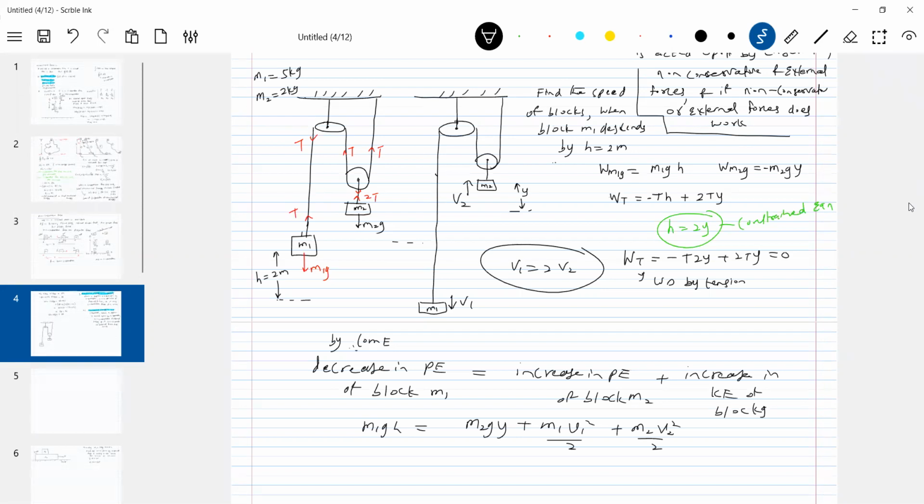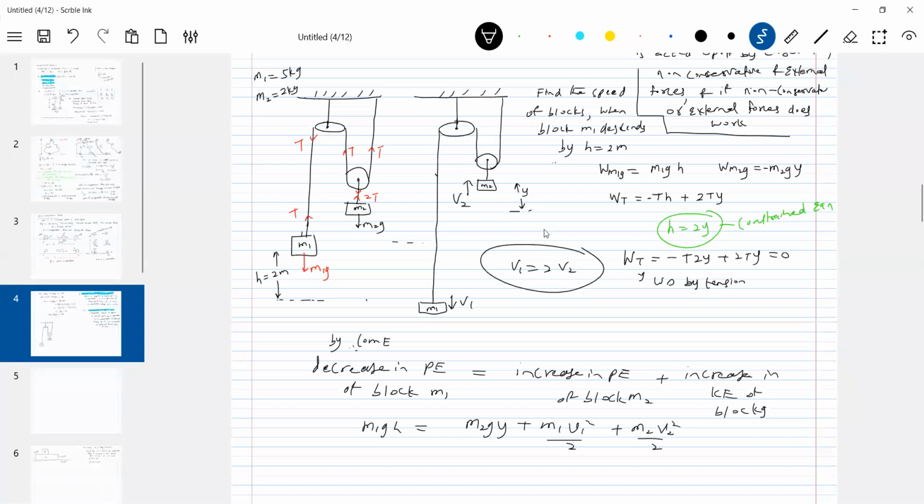Okay, now you say, sir, how do I come to know the potential is increasing? I define this as H equal to 0. So you can definitely say that if the block descends, what should happen to potential energy? The potential will decrease. If the block ascends, potential will increase. I think you know that very clearly. So the potential in block M1 decreases. The decrease in potential energy got converted into increase in kinetic energy of the blocks and increase in potential energy of block M2. This is the way of identifying.